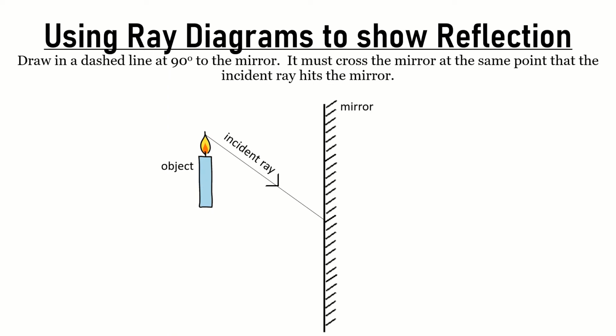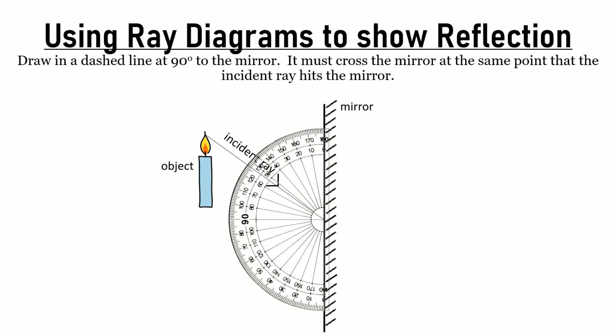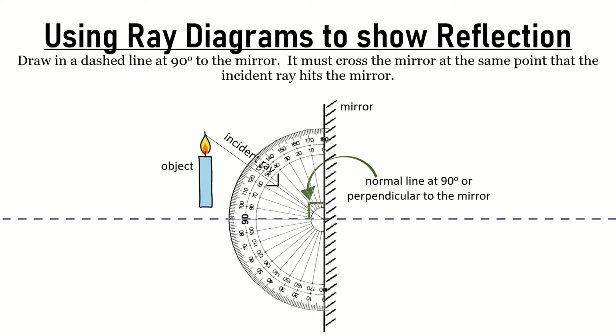Then we draw a dashed line at 90 degrees to the mirror, and this line must cross the mirror at the same point that the incident ray hits the mirror. This line is what we call our normal line. So there you see our protractor. We draw in our dotted line at 90 degrees to that mirror. The angle there is perpendicular, or 90 degrees, to the mirror. We call that our normal line. It's an imaginary line at 90 degrees to the mirror.